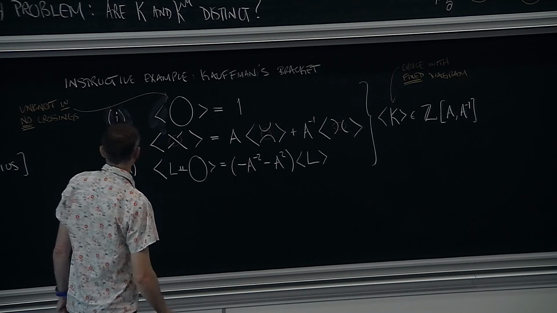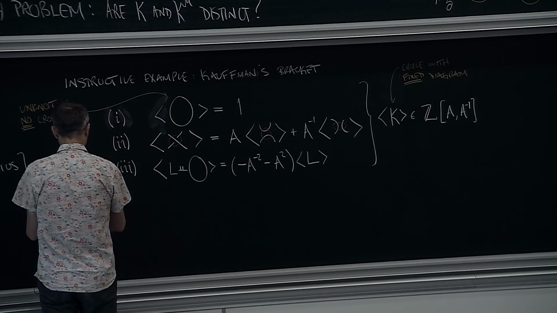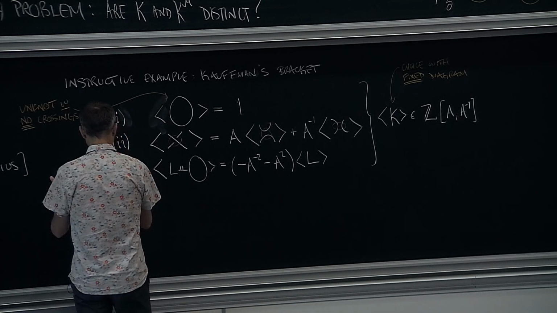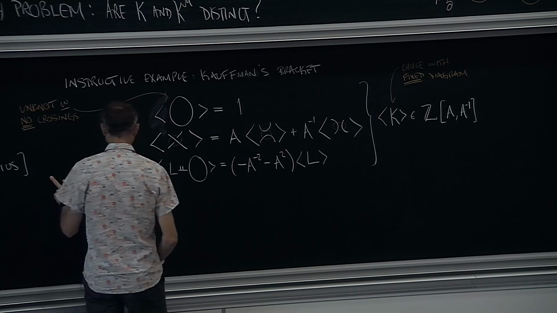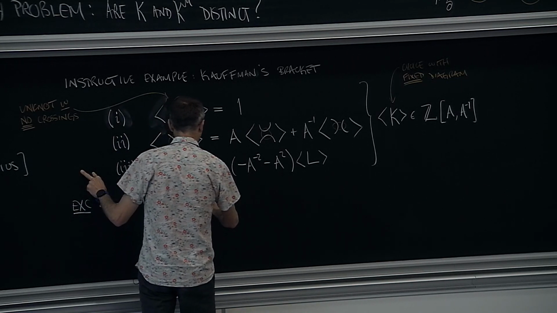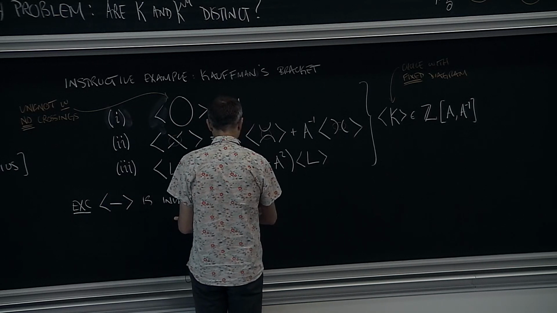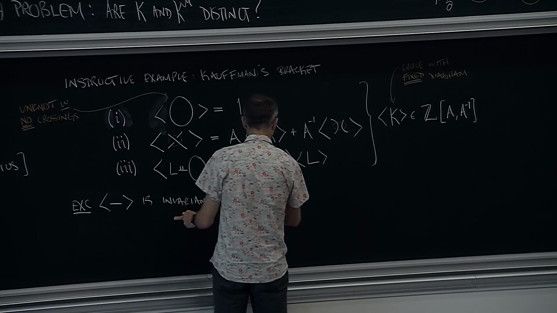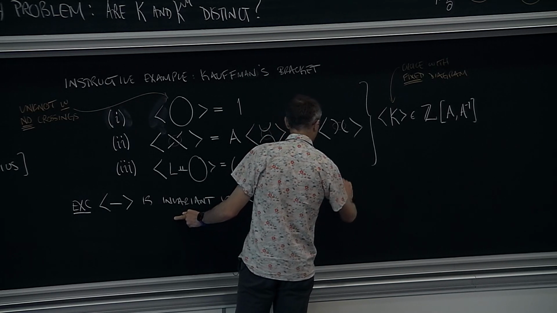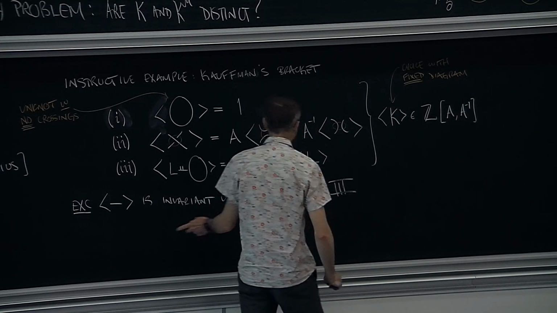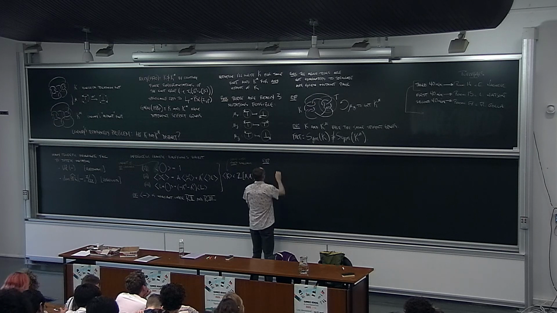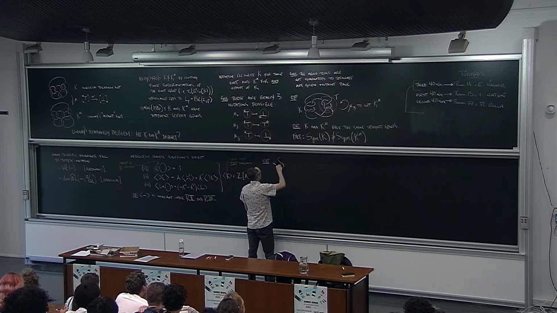Okay, great. You can check that this bracket operation is invariant under 2 of the 3 Reidemeister moves. So under Reidemeister 2 and Reidemeister 3. Of course, that suggests what the first example I should run through if you haven't seen this before.